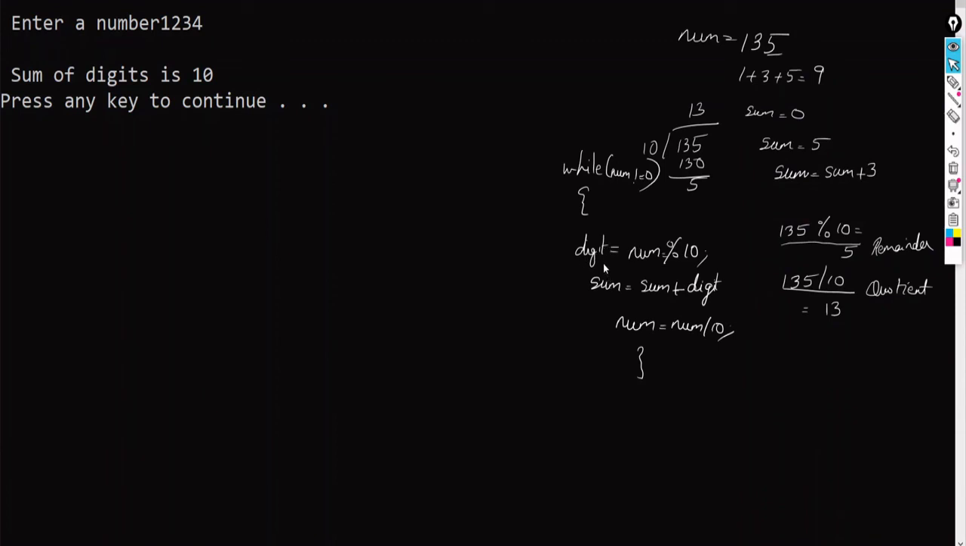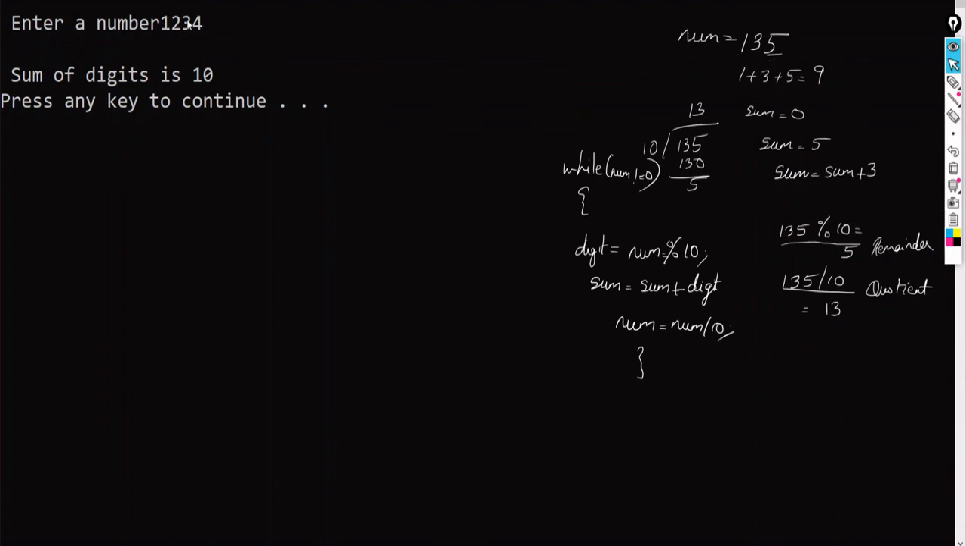Then sum is initialized to 0 outside the loop. It should not be initialized within the loop because each and every time the loop is executed, sum will become 0. So sum should be initialized outside the loop, and each and every time you get the new digit, that digit is added to the existing value of sum. So sum equals sum plus digit, and then num is modified to num / 10. So 135 becomes 13, 13 becomes 1, like that.